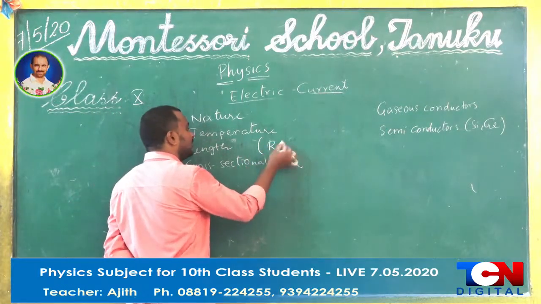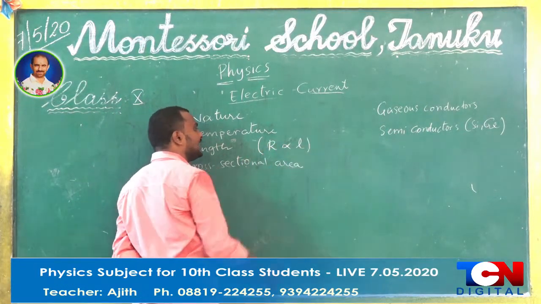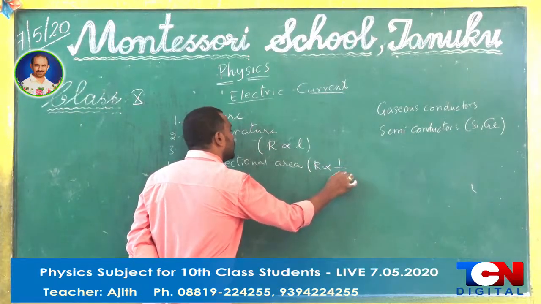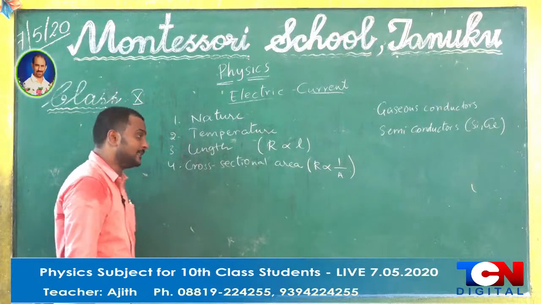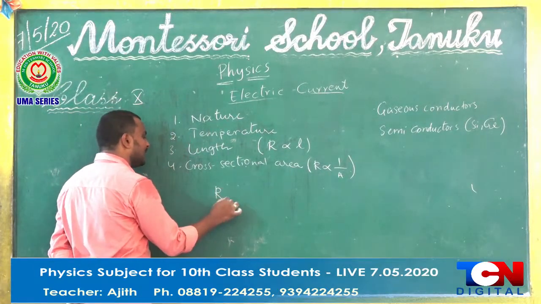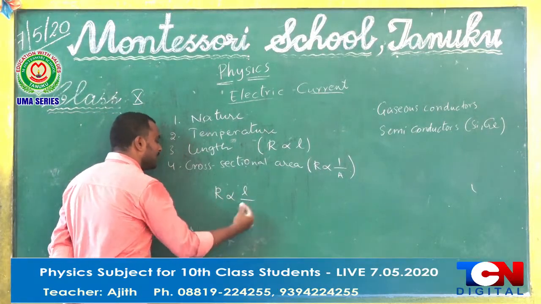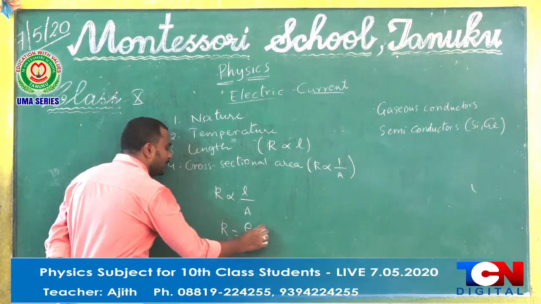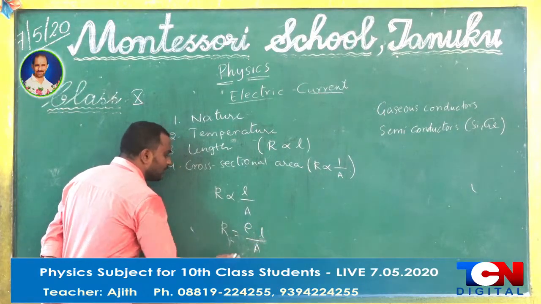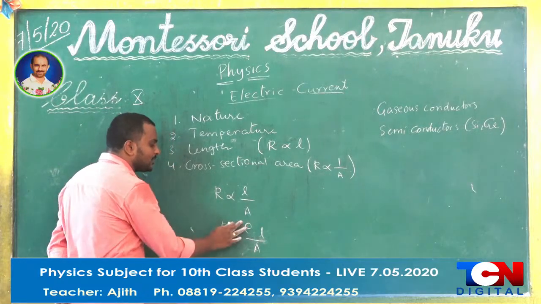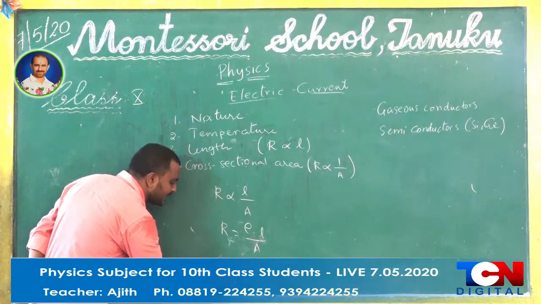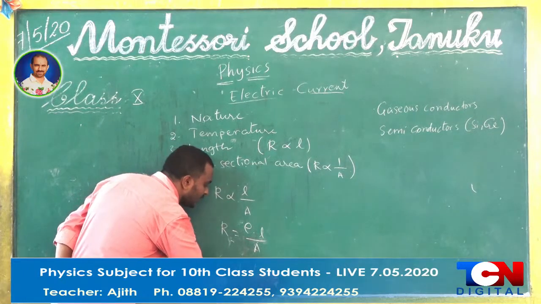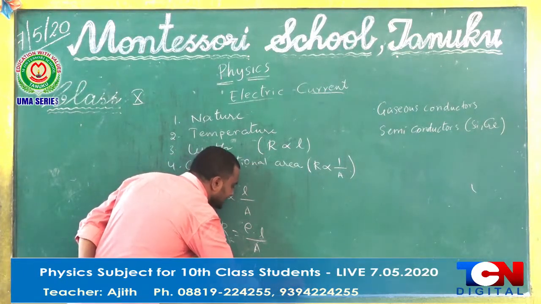The conclusion is that resistance is directly proportional to the length of the conductor, and inversely proportional to the cross sectional area of the conductor. From these two we can write R directly proportional to L by A. In order to remove the proportionality, we multiply with a constant called rho. It is R equals rho L by A, where rho is the proportionality constant called resistivity or specific resistance.